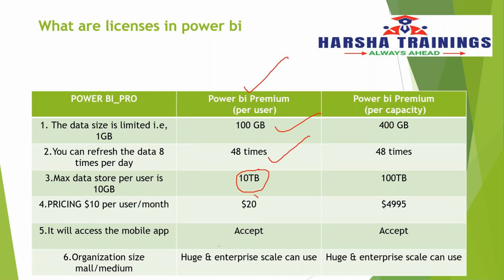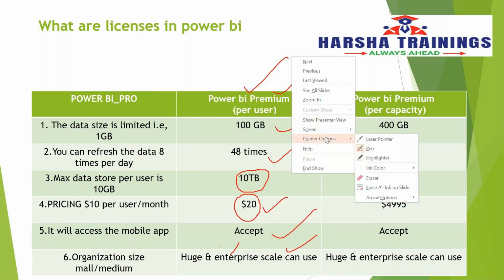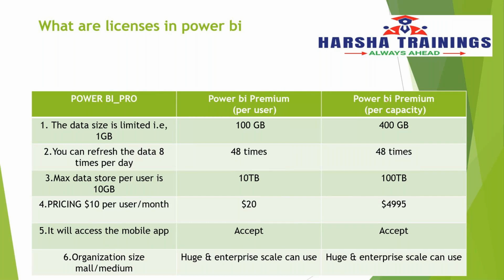Now, how much do you need to spend to get the Premium per user license? You have to pay $20 per month per user, and it also supports mobile applications. Huge, enterprise-scale organizations can use this Premium per user license. Is that clear, everyone?